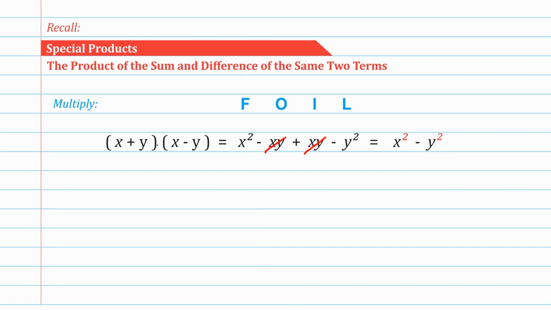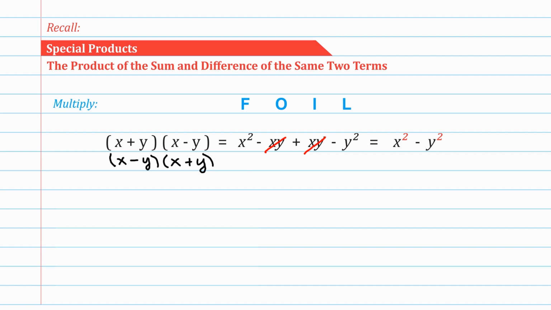So, the product of the sum and difference of the same two terms x and y is actually a binomial. And it's equal to x squared minus y squared. Now, take note, this is also true if our binomials are x minus y times x plus y. The reason is multiplication is commutative. Whether the plus or the minus comes first, they are the same.